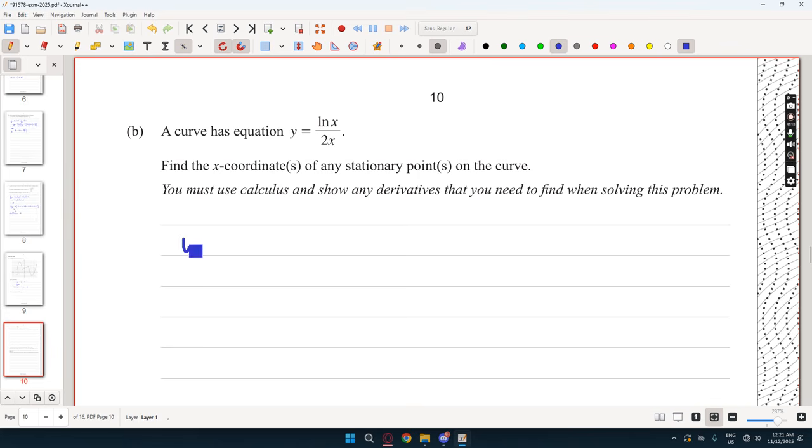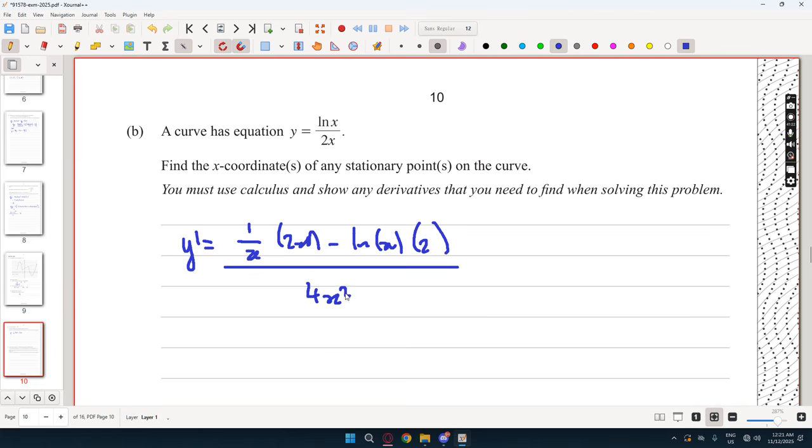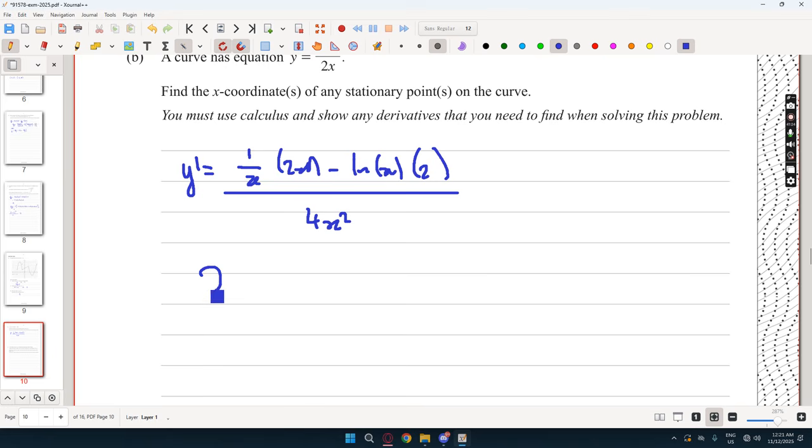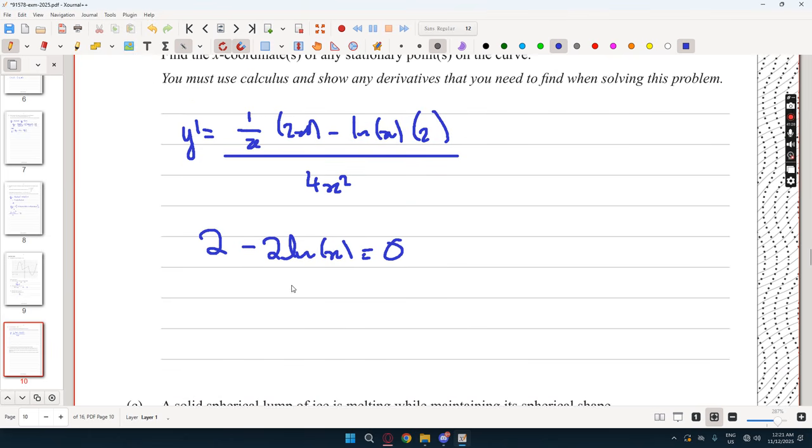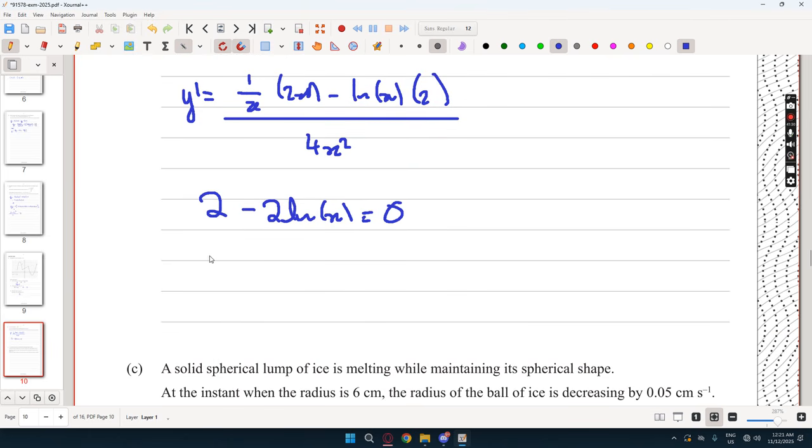Any stationary points in the curve? Well, y prime equals 1 on x times 2x minus, keep the top the same, differentiate the bottom, divided by 4x squared. Stationary points are when 2 minus 2 ln x equals 0, so ln x equals 1, so x equals e.